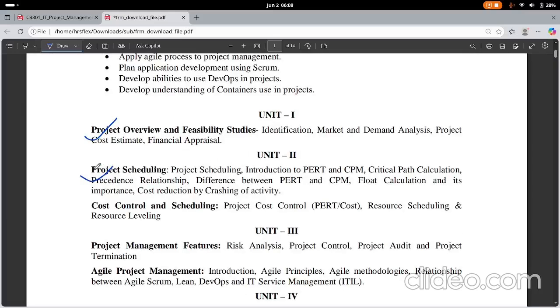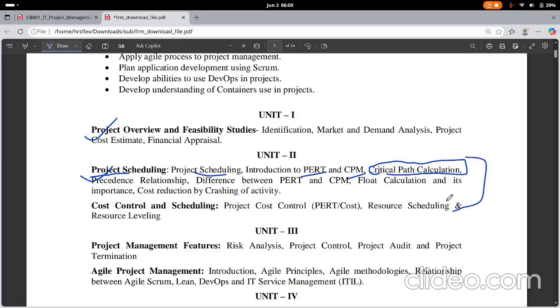So what is unit 2? What are we going to study here in unit 2? The first is project scheduling. Project scheduling is basically how we define the project in a particular timeline. So what is the PERT model, what is CPM, critical path calculation. It includes a lot of calculations, so I request you to please focus on this lecture.